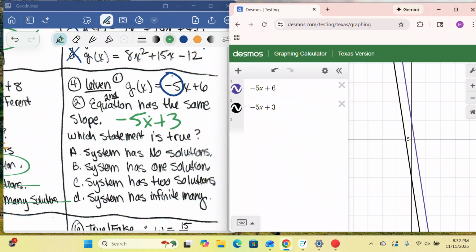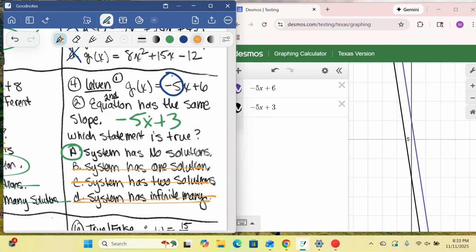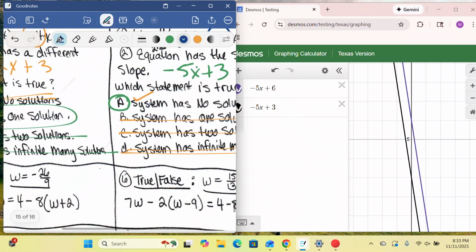So now we go to the question. Which statement is true? It has no solutions. Does it cross at one point? No. That is your answer. If I look at B, it has one solution. It never crosses. It never meets. That's incorrect. C, the system has two solutions. It's not going to cross at 2 points. That's incorrect. And the system has infinite many solutions. No, they're not on top of each other. So once again, that is not correct. So the answer is B. So it's just a matter of reading the question.